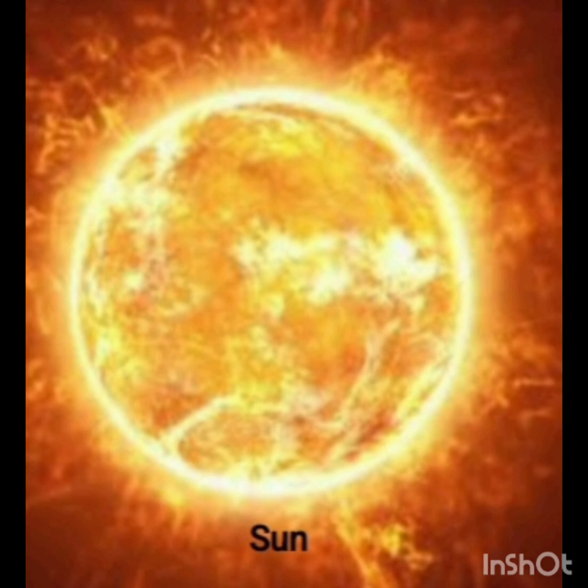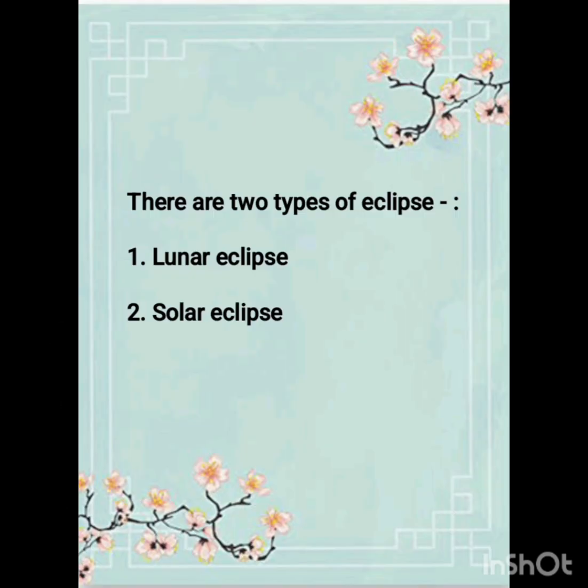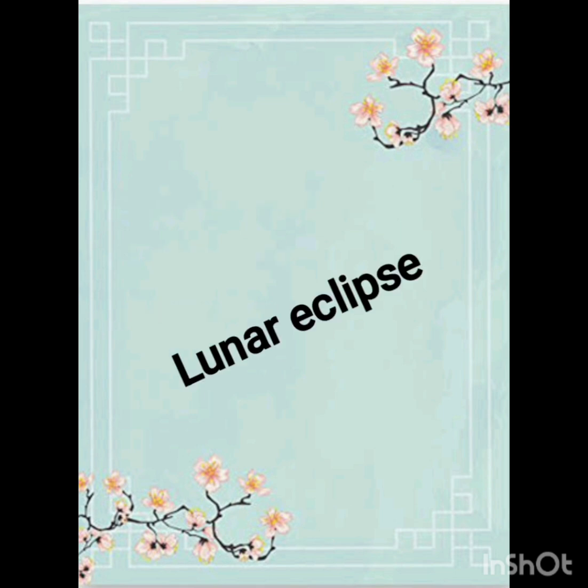Students, the sun, being a heavenly luminous body, casts the shadow of the opaque bodies, the moon and the earth. The natural consequence of the formation of such a shadow is an eclipse. There are two types of eclipse, lunar eclipse and solar eclipse. Let's learn about lunar eclipse.